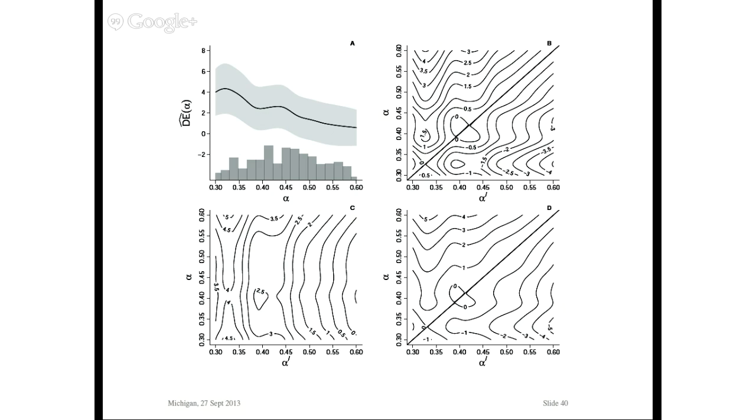In this plot, if you trace the diagonal line, remember, the diagonal is where alpha equals alpha prime, so the coverages are the same in the two situations. That's just the direct effect. So if you were to walk along the diagonal line along this contour, you would recover exactly the direct effect.